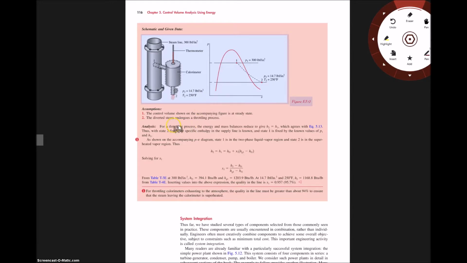The calorimeter acts as a throttling device. So what do we know? We know everything about state 2 because this is now vapor, and we know its pressure and its temperature. For state 1, apparently we only have one piece of information, the pressure. So how do we find the quality?